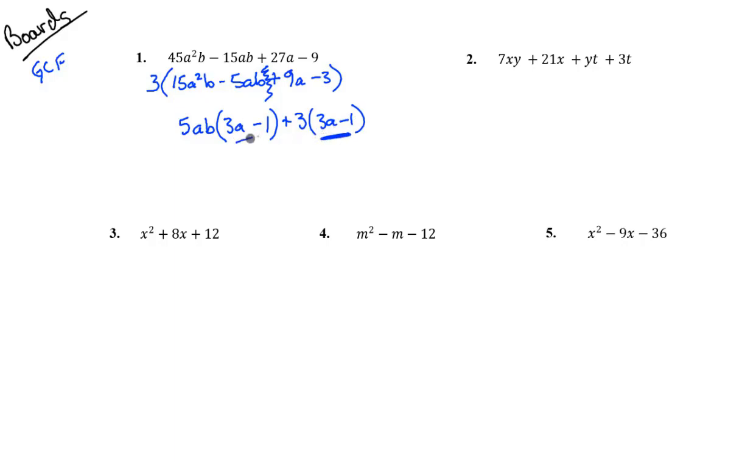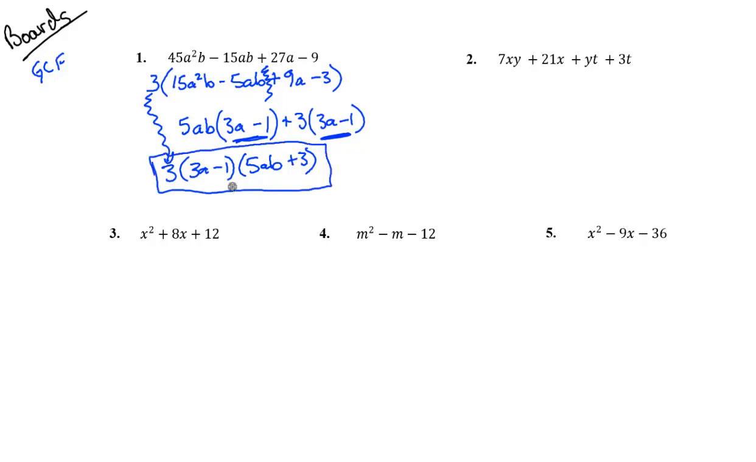Oh, sweet. Look at those. Those are the same one. Pull the 3A minus 1 out front, and it's left with the 5AB and the plus 3. And then this guy has just been sitting there the whole time, and we'll tack him on the front. And there's the solution.